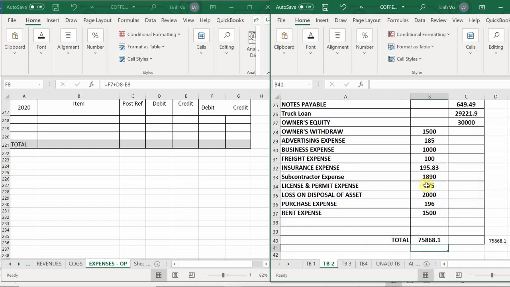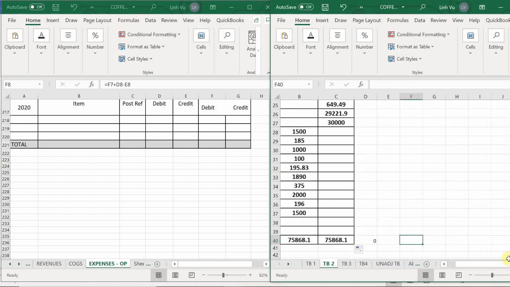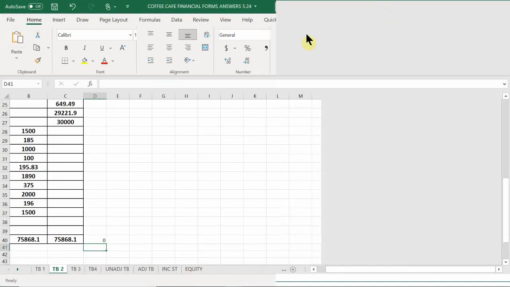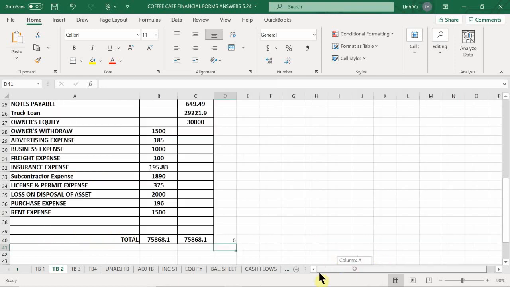Okay. So I have a total of 75,868.10. And let's see what my credit side is. 75,868.10. So in this case, I have no discrepancy and my debits match my credits. I'm going to run that formula one more time. My debits and my credits match 100%. All right. So therefore, I did my accounting correctly.